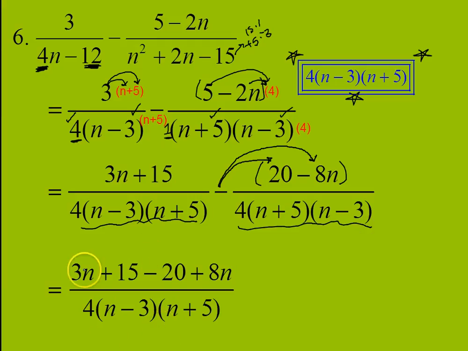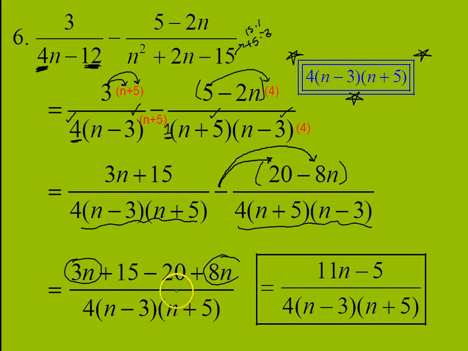Now, combining, I got a 3n and an 8n, gives me 11n. 15 minus 20 is negative 5. Can I take anything out of 11 and 5? No. Is there anything on the top that can cancel with the bottom? No. So that is your answer. Okay, 2 more. Hopefully they're getting a little bit easier for you.